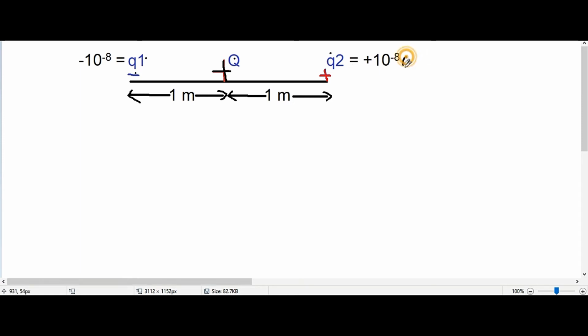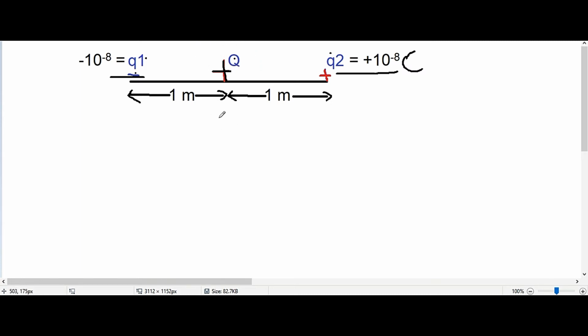Coulomb is the unit of charge. So we have one charge here and one here. This is your negative charge while this is your positive charge, and we have to calculate the net electric field on this source charge. What is the net electric field on this charge? So let us see one by one.